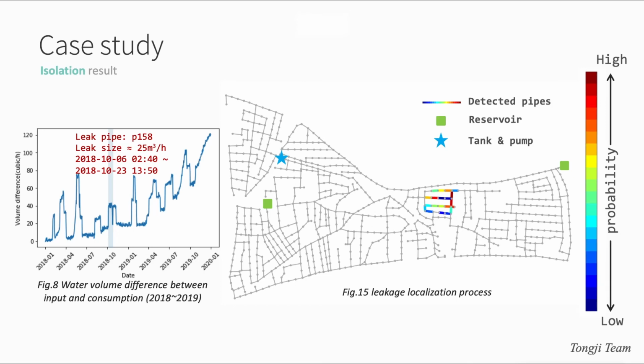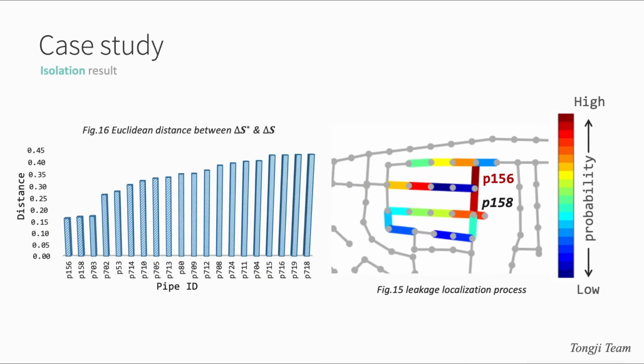The topological distance from the pipe with the highest probability to pipe 158 is only 1, which is very small, and it proves the accuracy, efficiency, and good applicability of MLDF. The distance between the leak signature of the 20 pipes in the right figure and the real leakage features is shown in figure 16.